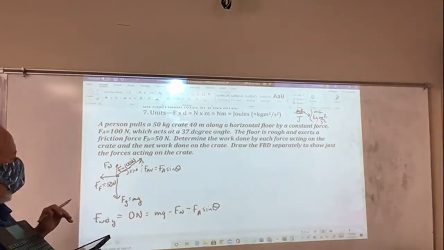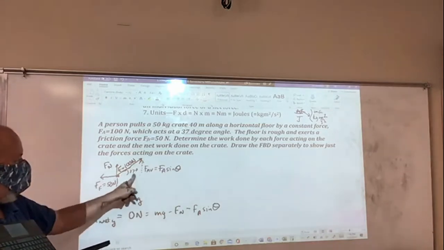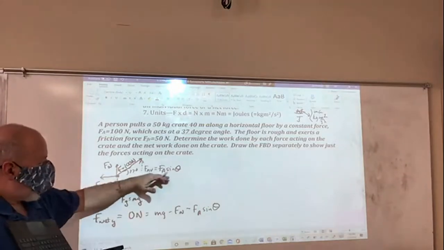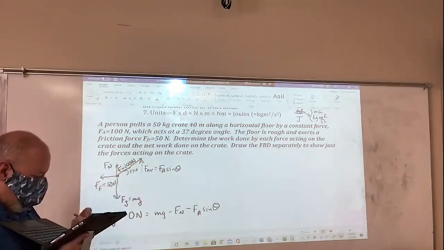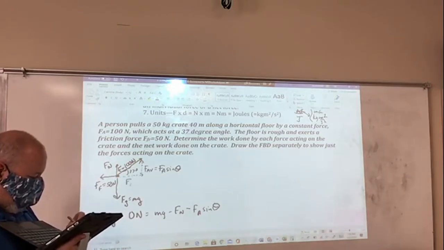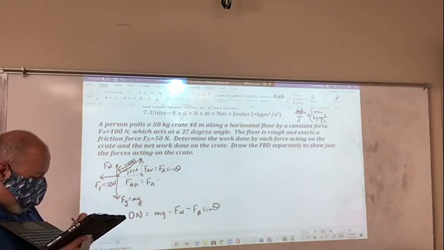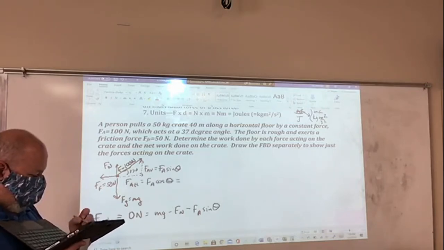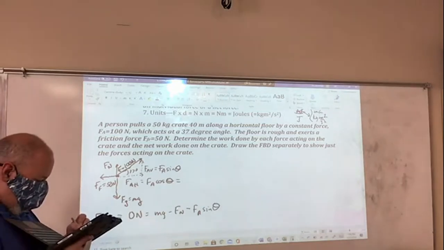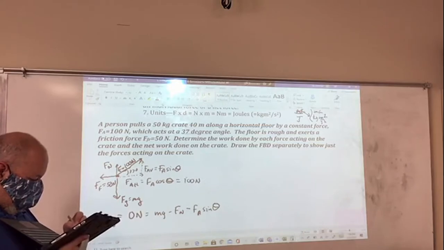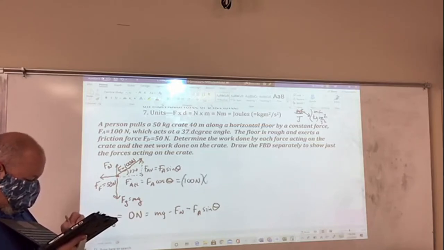I want to know what the net work done on the crate is. The direction of the motion is going to be in the positive direction, the horizontal direction. So I need to figure out the force applied in the horizontal direction. I know that's going to be the force applied times the cosine of theta, and I do need to know that. So that's going to be 100 newtons times the cosine of 37 degrees. And if someone could figure that out for me.